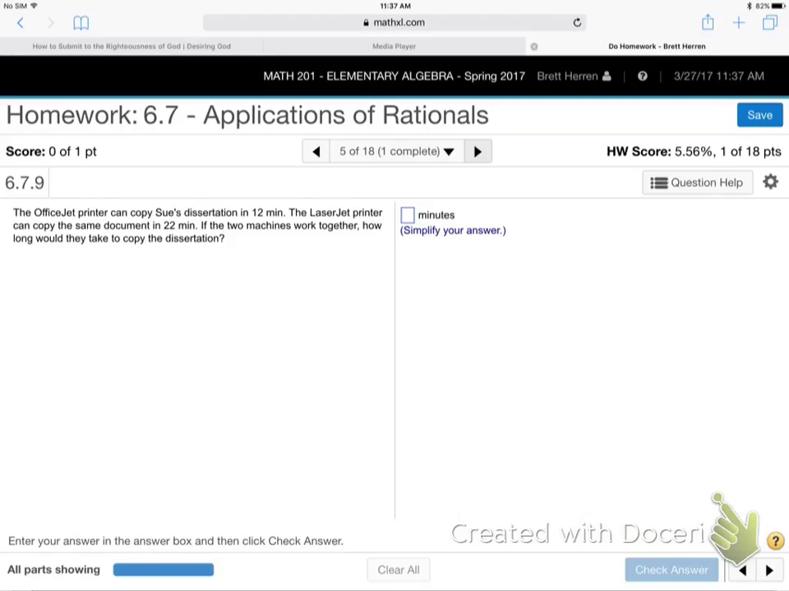All right, so try that. The Office Jet printer. You don't even need to read all those words. One thing takes 12 minutes, the other takes 22. How long together? They're all the same. Just do the same old 1 over A, 1 over B, 1 over together.